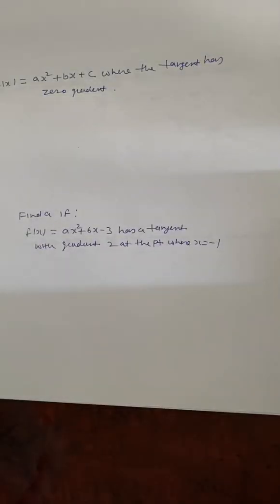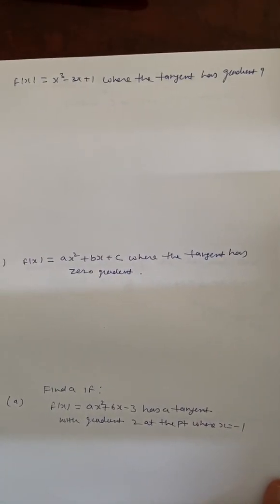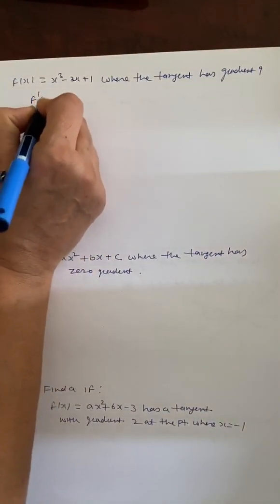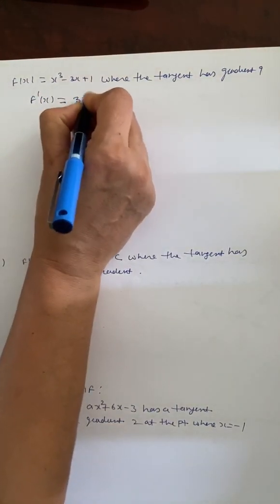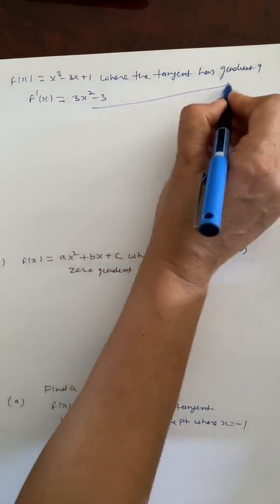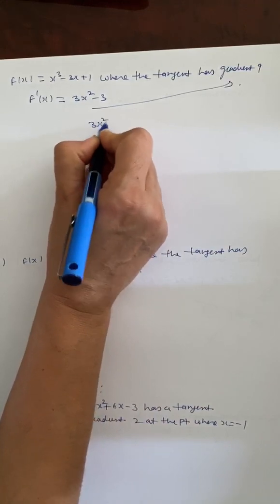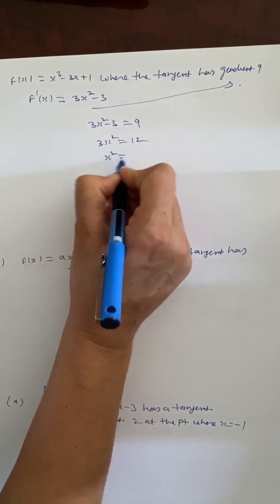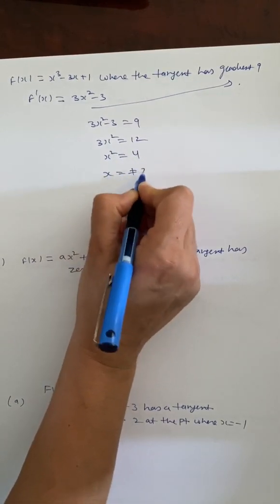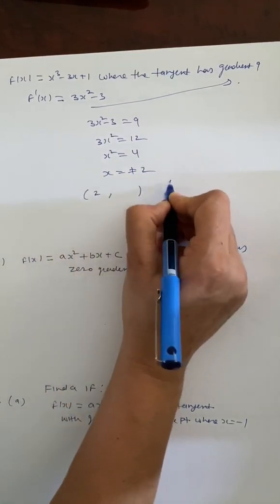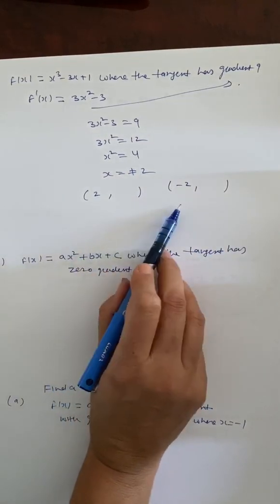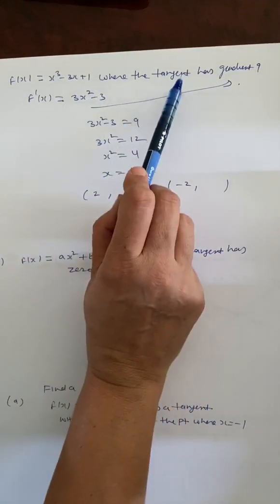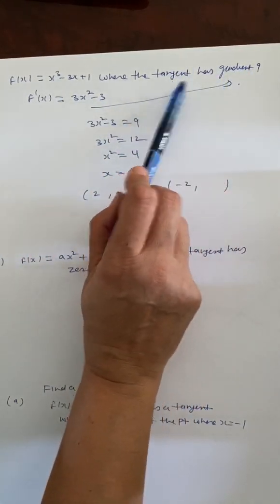Okay. Now the next one is when you have f of x, again the same question. So only the f of x is changed. So this is 3x squared minus 3, and this gradient is 9. So 3x squared minus 3 is equal to 9. 3x squared is 12. x squared is equal to 4. x is equal to plus minus 2. So for 2 and for -2, these are the 2 points where the gradient of the tangent is 9.